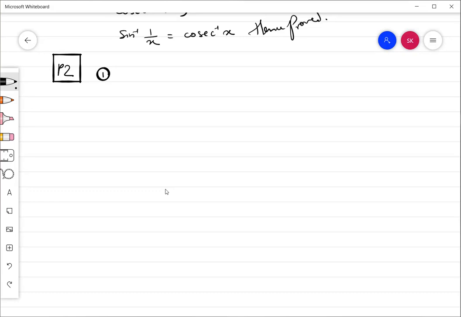Okay, so what does the P2 property say? You already used the P2 property, and when you used it, I told you that this is nothing but a property that is going to come in the future. So this is the time when it has come. So sine inverse of minus x is minus sine inverse of x. Remember this.